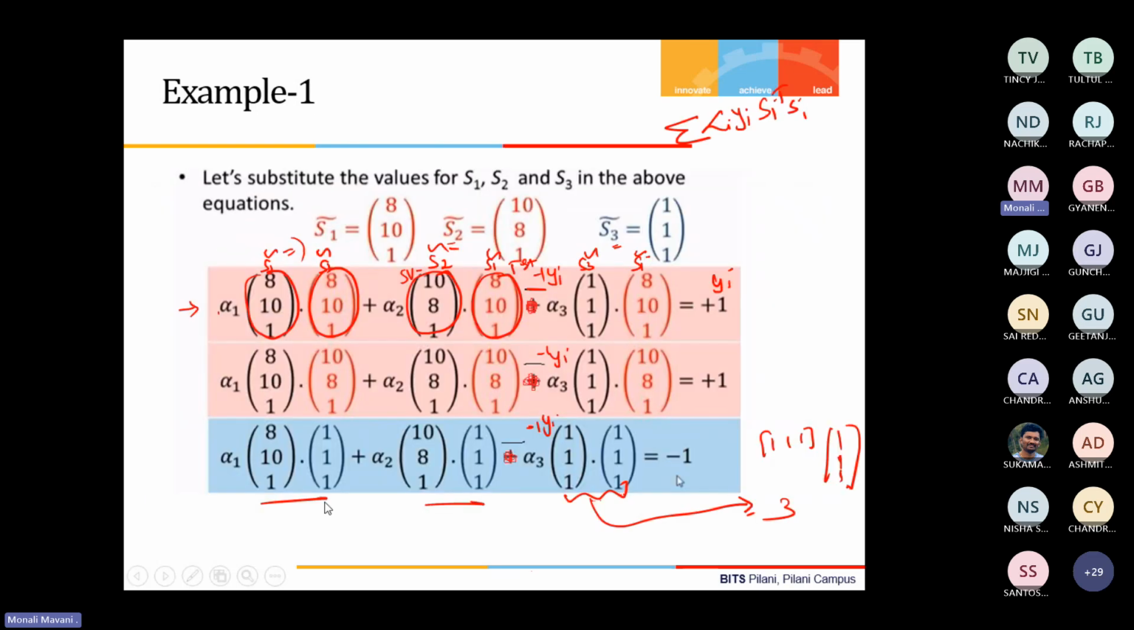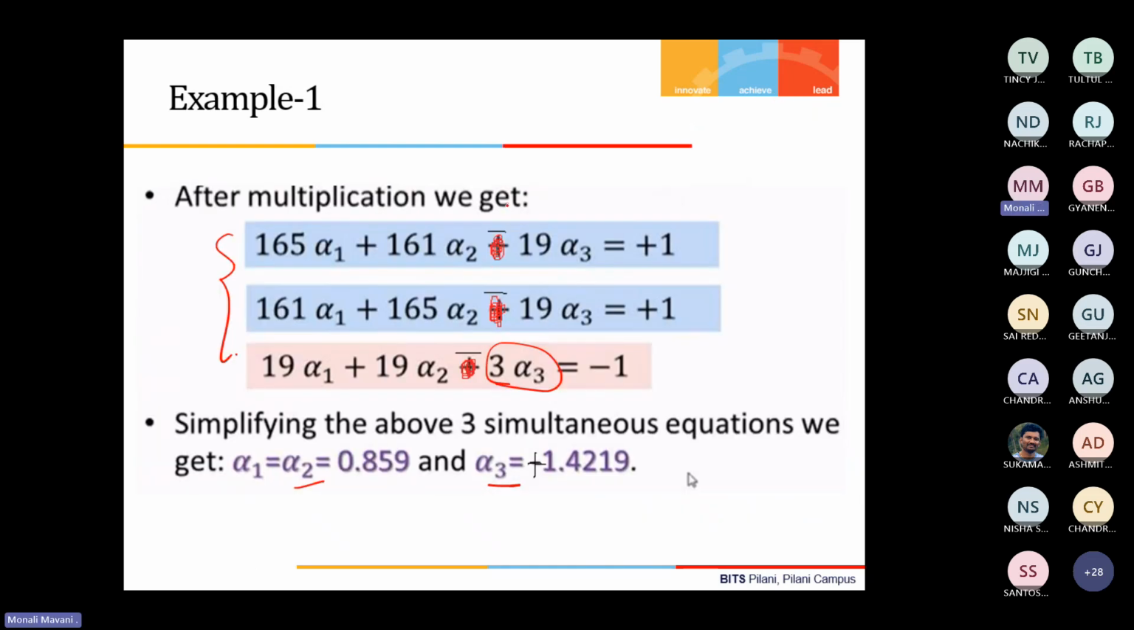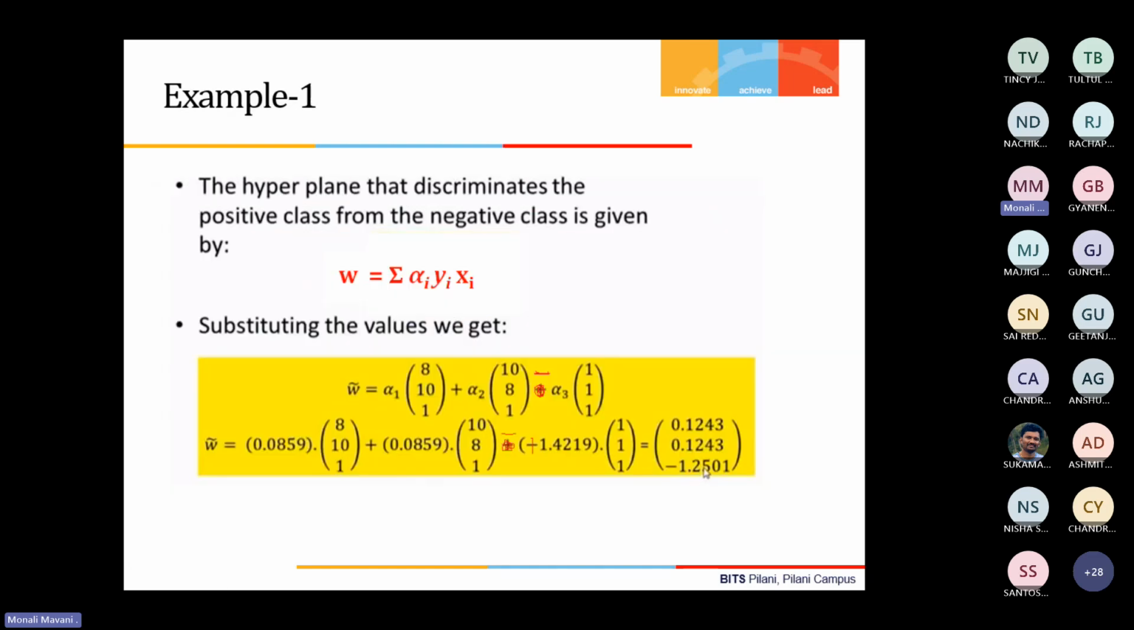There were certain corrections, and I have already made those corrections. There was a sign mistake in the online document available, so refer to the version where I have already changed this sign. Use pen and paper, make these linear SVM equations, and solve for alpha 1, alpha 2, alpha 3.